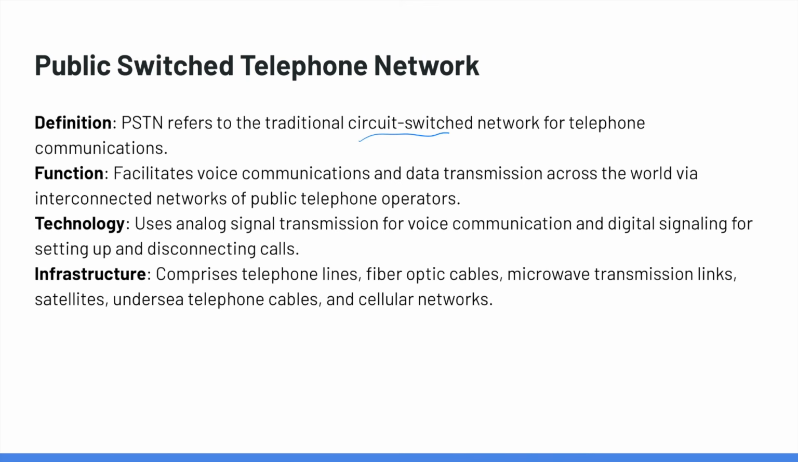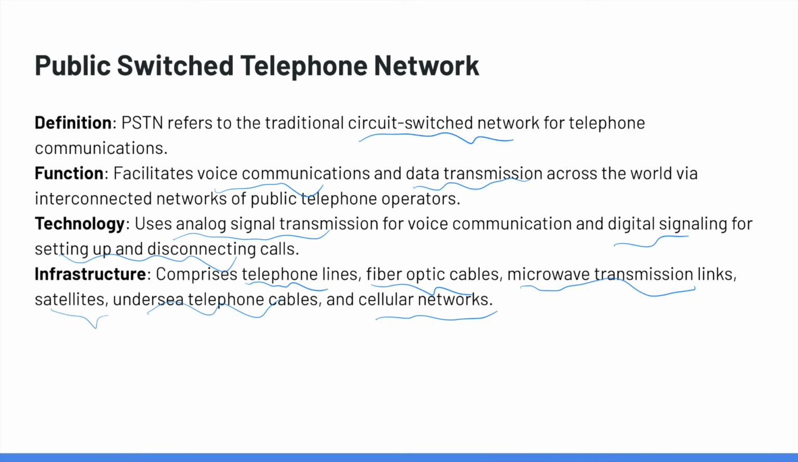So basically it's a circuit switch network for telephone communications, allowing for voice communications and data transmission. It basically uses analog signal transmission, but nowadays it'll use digital signaling for setting up and disconnecting calls. So to actually start the call and allow you to connect, that's all done digitally, and also when you hang up, but the actual voice transmission itself may be analog. The infrastructure is usually composed of telephone lines, fiber optic cable, possibly microwave transmission links, satellites, undersea telephone communications, and or cellular networks.